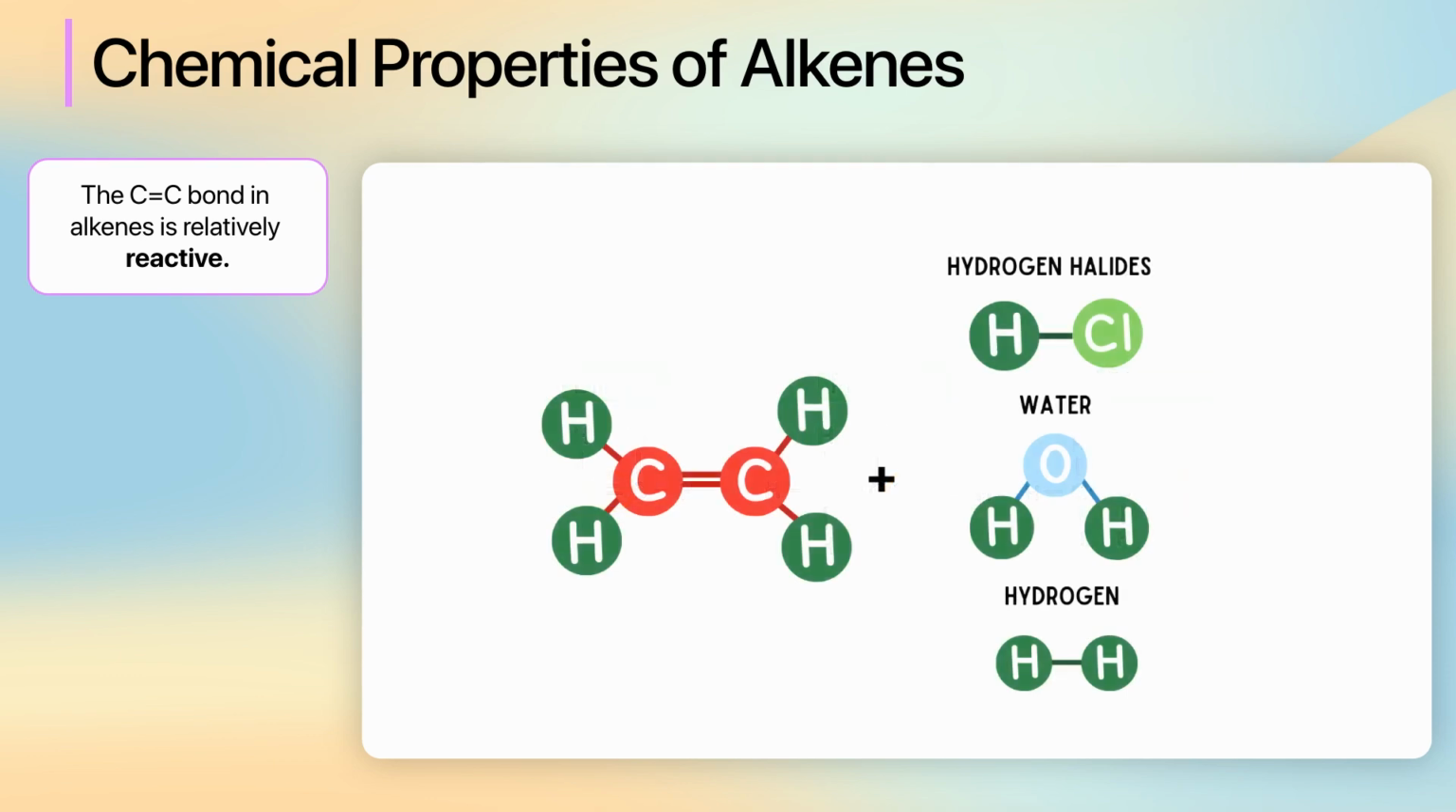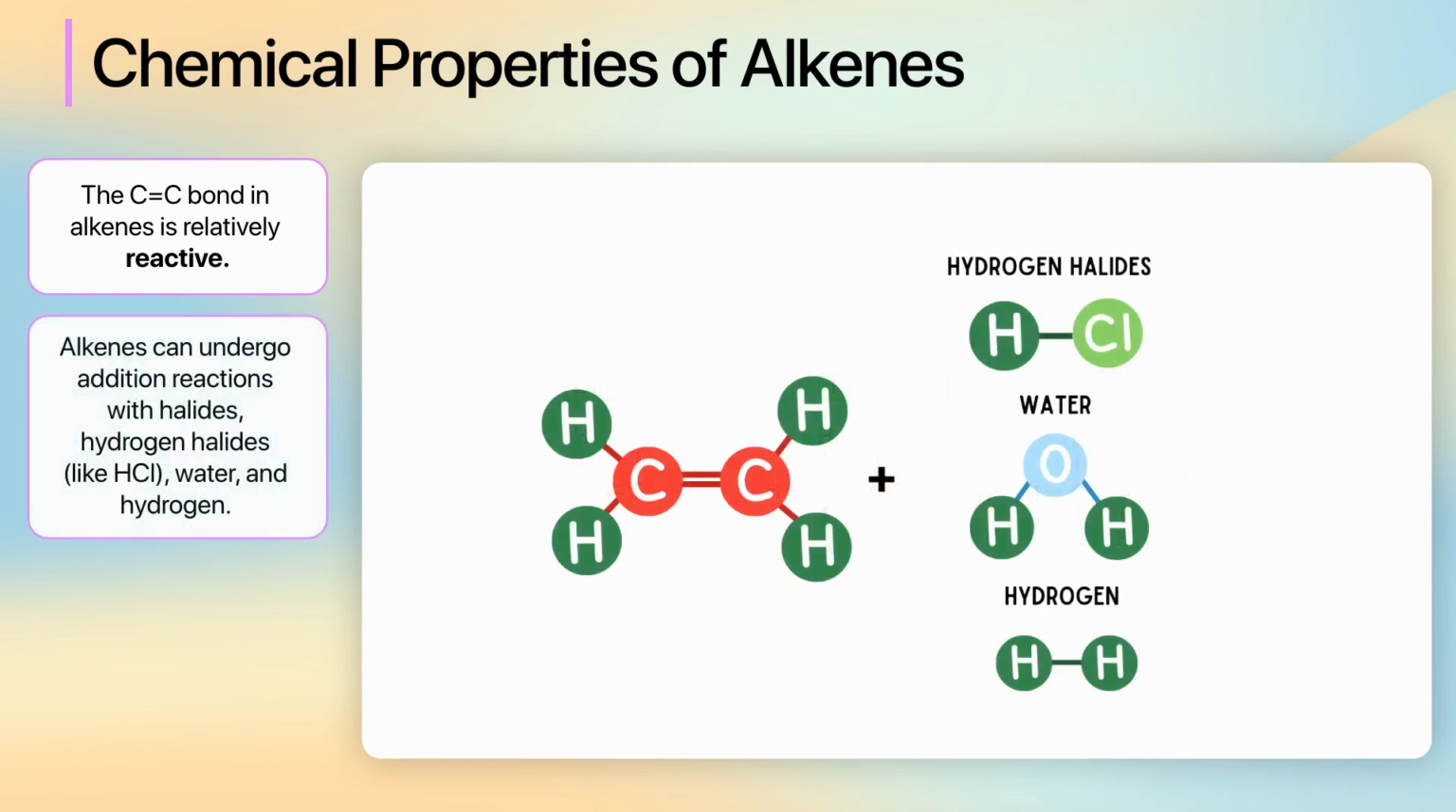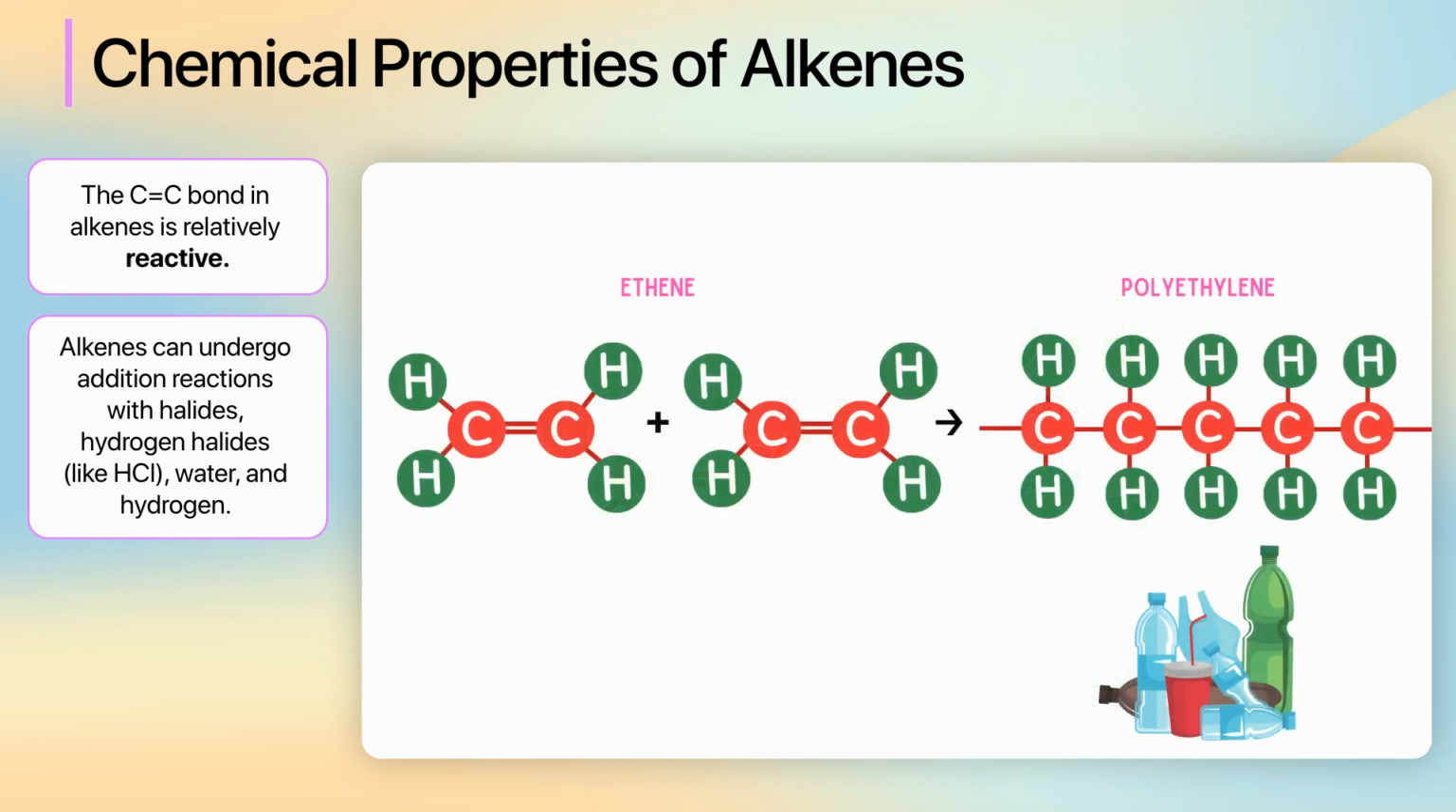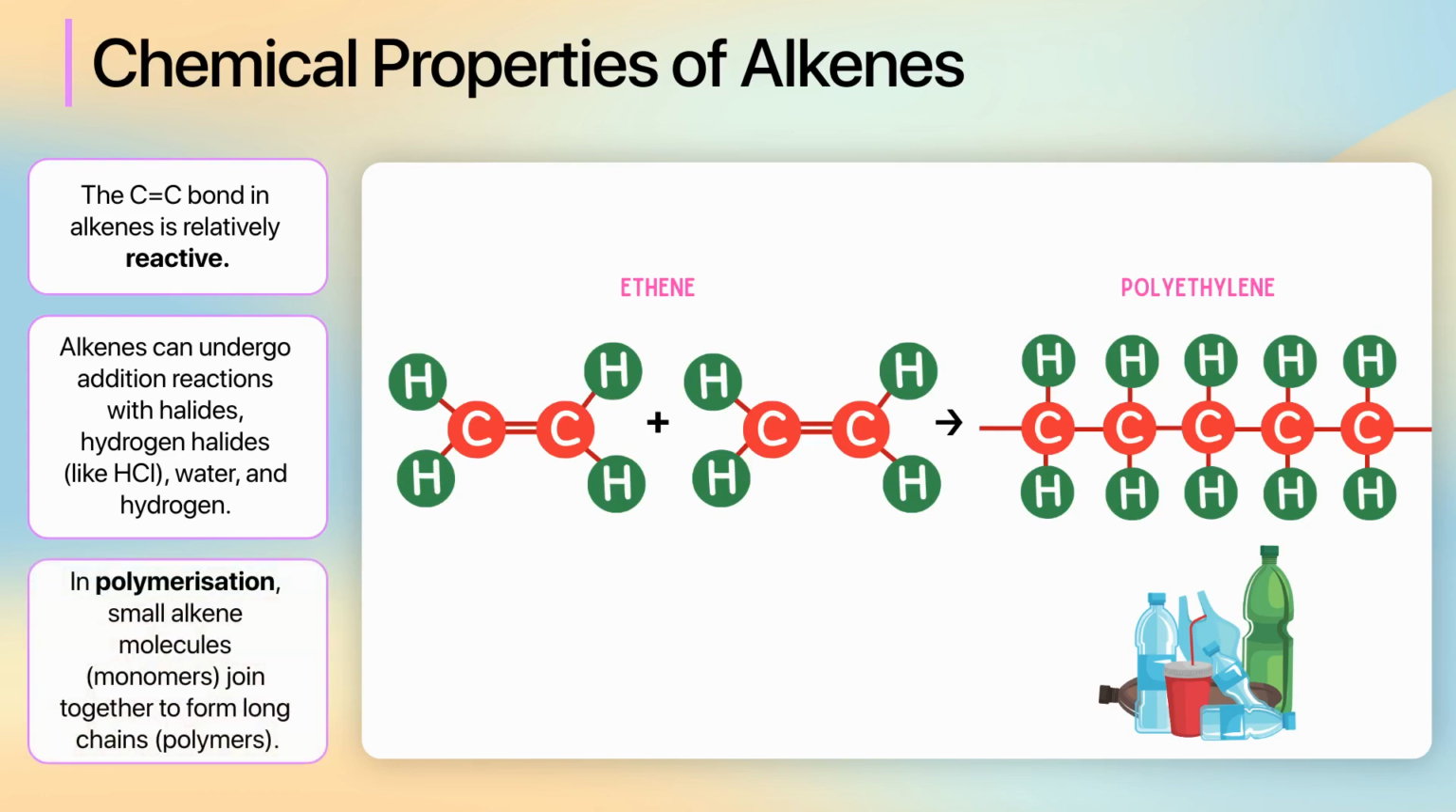Aside from addition reactions with halogens, alkenes can also react with hydrogen halides like HCl, water and hydrogen, each time undergoing an addition reaction that breaks the double bond and forms new single bonds. One significant application of the reactivity of the carbon-carbon double bond is in polymerisation, where small alkene molecules, monomers, join together to form long chains, polymers. For instance, the polymerisation of ethene results in polyethene, a common plastic.